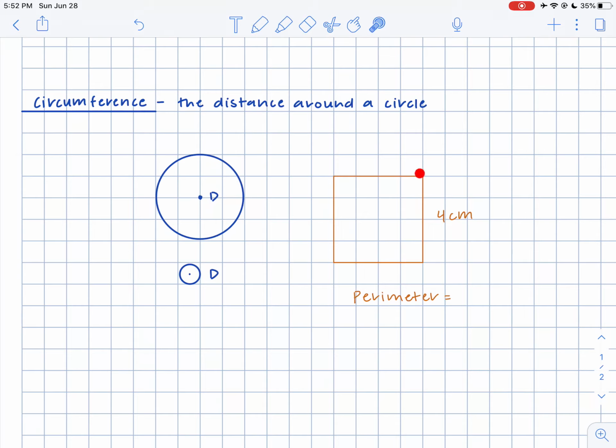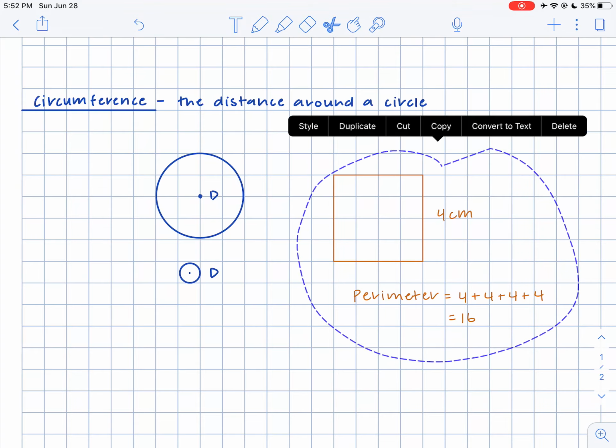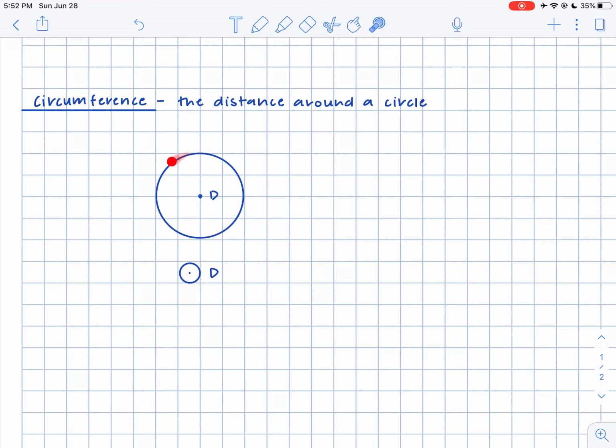And how would you calculate that? Well, easy. You would add this side and this side and this side and this side. So 4 plus 4 plus 4 plus 4, because the perimeter is just the distance around the square. And you would get 16, right? So the circumference is analogous to the perimeter. It's the distance around the circle.